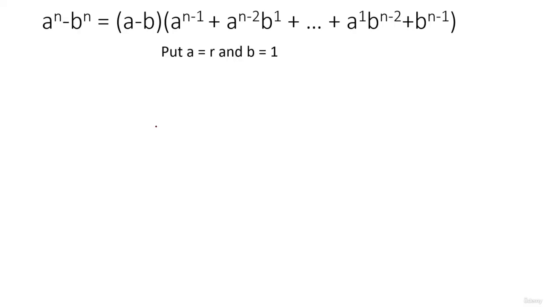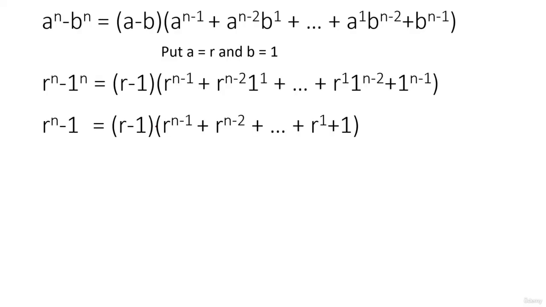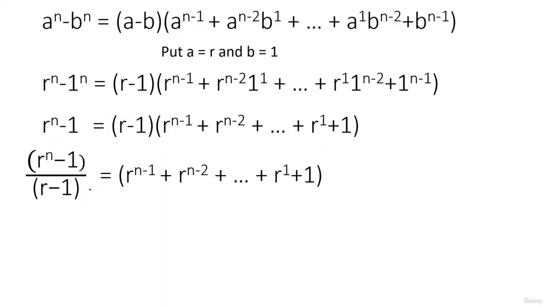Now in this, we'll substitute the value of A as R and the value of B as 1. When you do that, you can simplify this equation as R raised to n minus 1 on the left hand side, and on the right you have R minus 1 multiplied by R raised to n minus 1 plus R raised to n minus 2, R raised to n minus 3, R raised to n minus 4, up to R cube, R square, R raised to 1 plus 1. Now you take the R minus 1 term to the left hand side, below. This is what you will get.